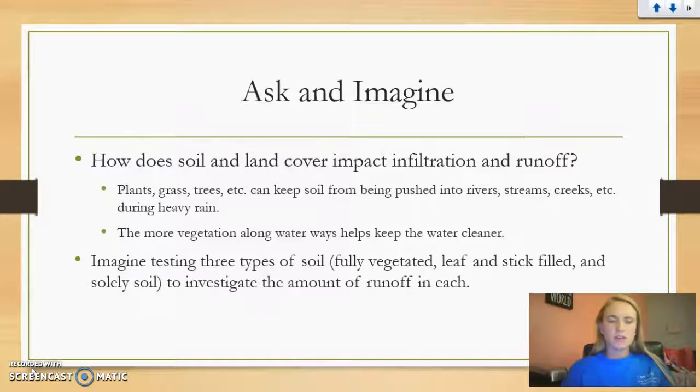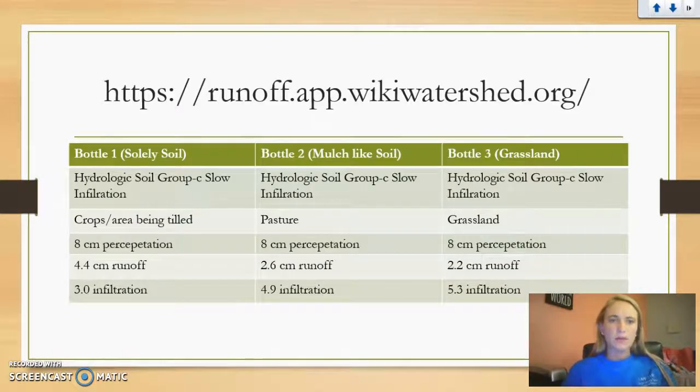So I imagined testing three different types of soil: a fully vegetated one, completely full of grass; a leafy, stick one; and one that was just soil, to investigate the amount of runoff in each. I used the WikiWaters watershed site that we were given to simulate what my bottles might look like. In my bottle 1, I was going to have just soil.